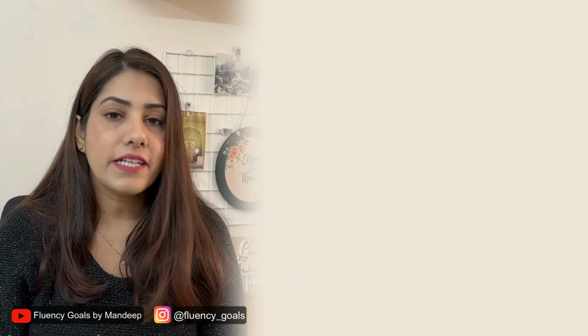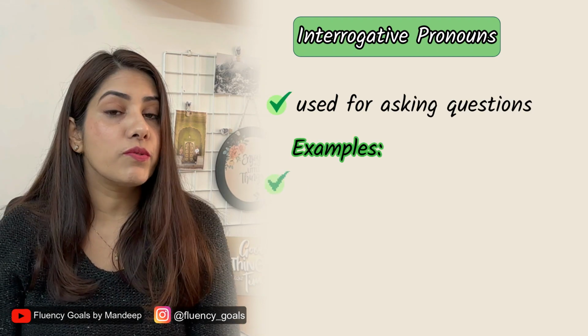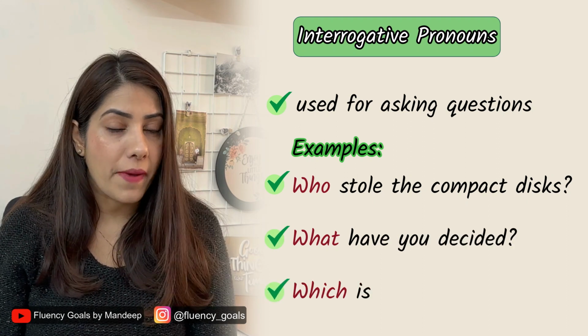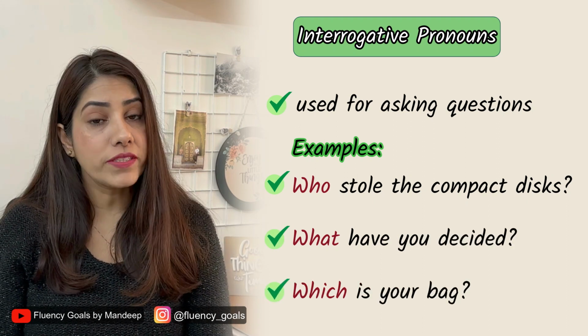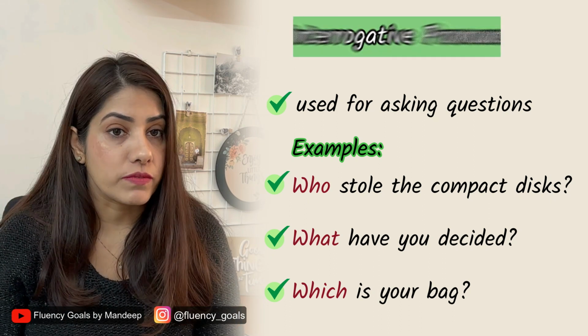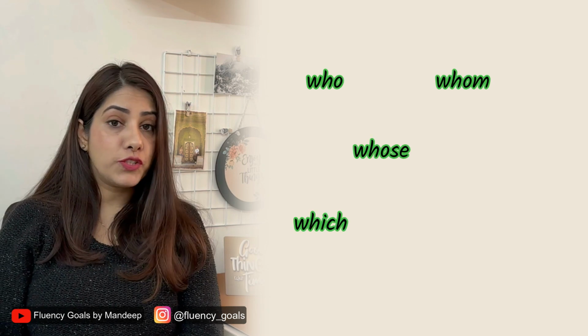Interrogative pronouns. Interrogative pronouns are used for asking questions. Who stole the compact discs? What have you decided? Which is your bag? Here, who, what, which, these are the interrogative pronouns. So the interrogative pronouns are who, whose, whom, which, what.